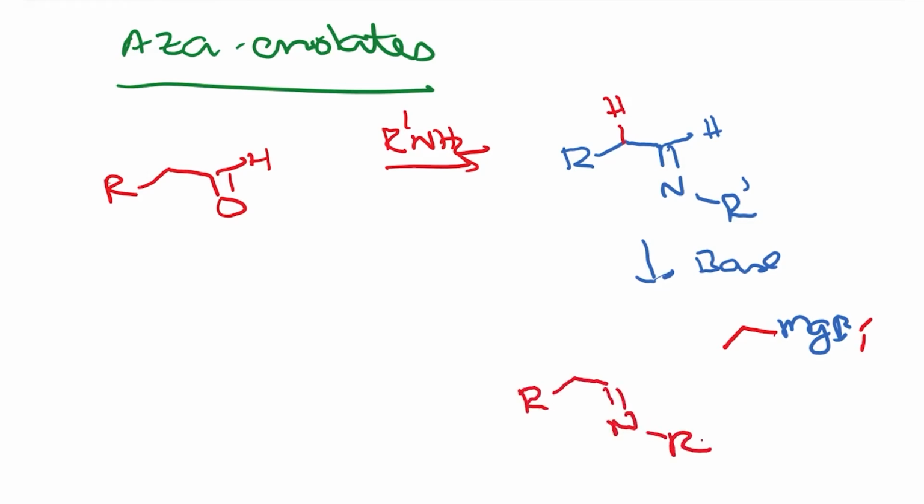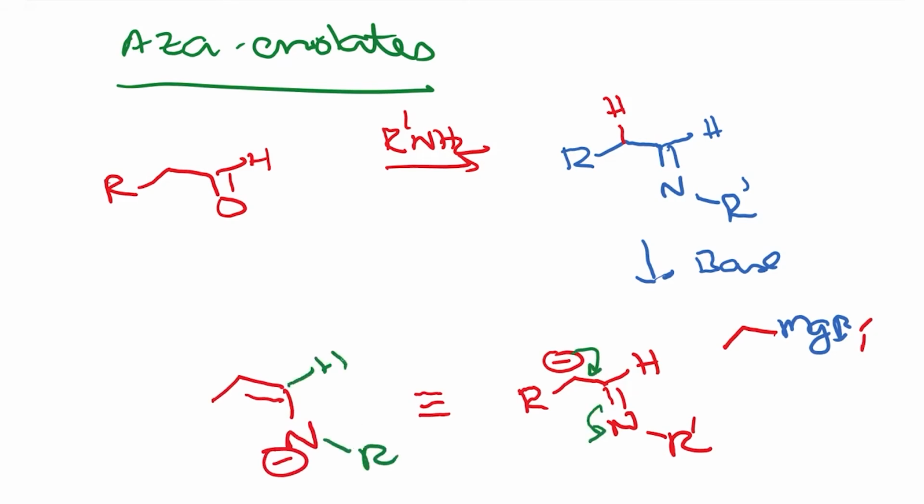And you end up getting the carbanion, which is nothing but the aza enolate. Okay, so as you can imagine, the aza enolate is more reactive compared to the enamine, and it acts as a much better nucleophile. And when these aza enolates are reacted with, I'll just draw it out on the next page.